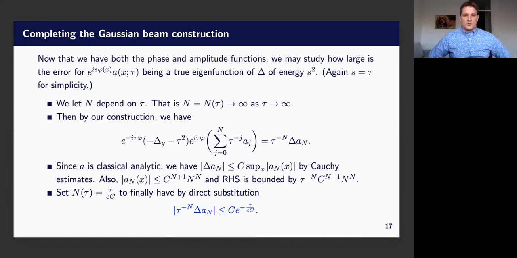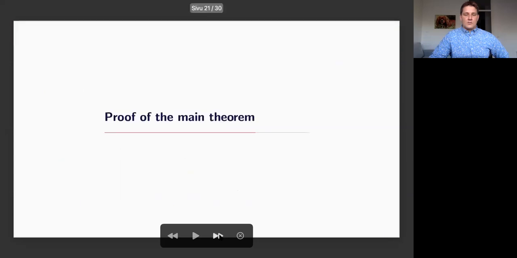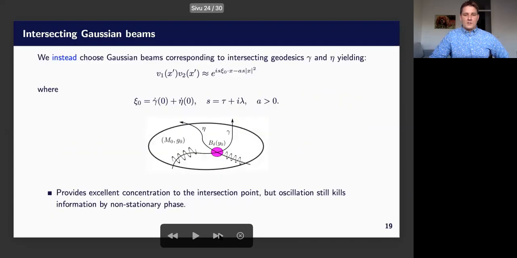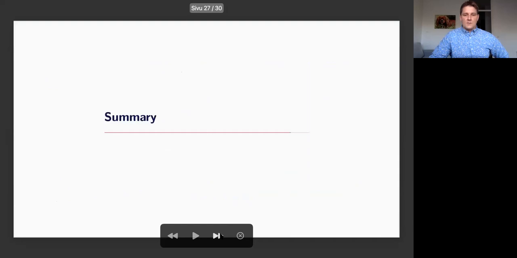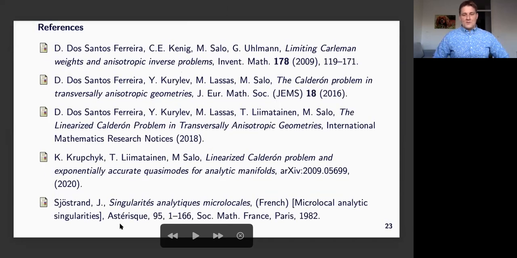Okay. Why this works is by these Cauchy estimates and another condition for the classical analytic symbol, which was this growth decay in the index of the amplitude component a_j here. For this, we used results from the paper by Sjöstrand. It's this last one here. Of course, it's in French, so it's a little bit of trouble.